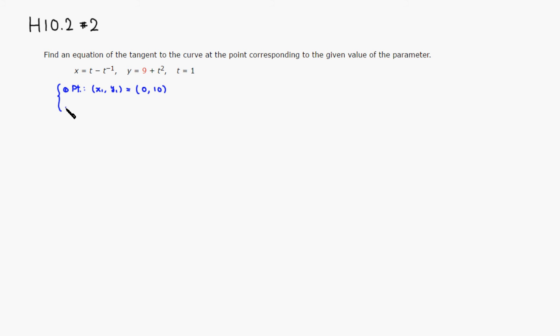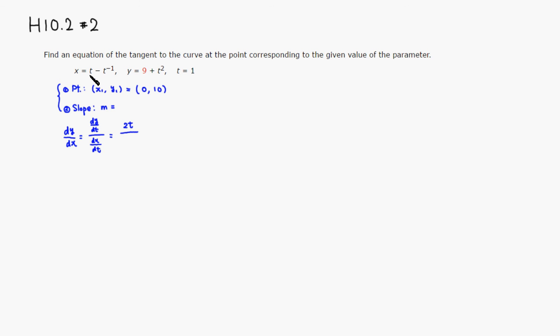Then we need to find the slope. So number 2, slope. Let's call it m. We need to find the derivative, so we want to find dy over dx. But everything is written in terms of t, so we're going to take the derivative of y with respect to t, and the derivative of x with respect to t. The derivative of y with respect to t is simply 2t.